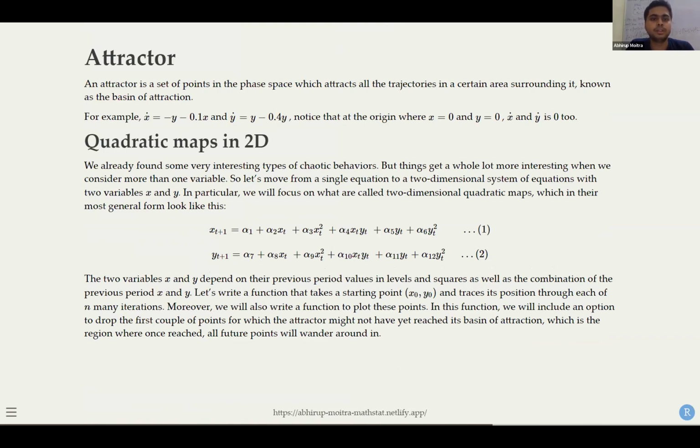So for example, if you notice the previous example I just gave, ẋ equals the same equation, minus y minus 0.1x, and ẏ equals y minus 0.4y. Notice that at the origin, where x equals 0 and y equals 0, ẋ and ẏ are 0 too.